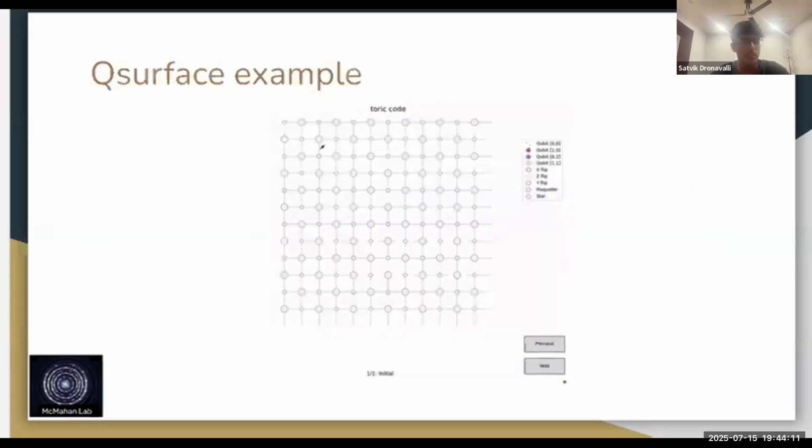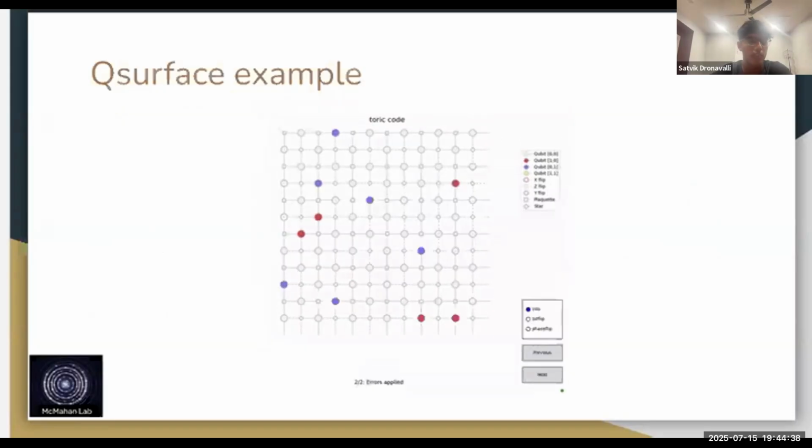All right. So this is an example of how a QSurface would look. First, this is with the MWPM decoder, that's the default. So we have the initial state, which is empty. You can see the big circles here are the data qubits and the small squares pointing to each of those circles are the ancilla qubits, or the stabilizers, as mentioned previously. So yeah, just go to next.